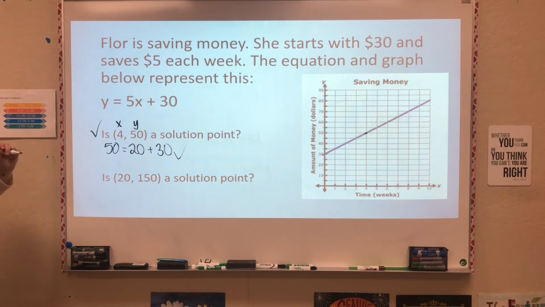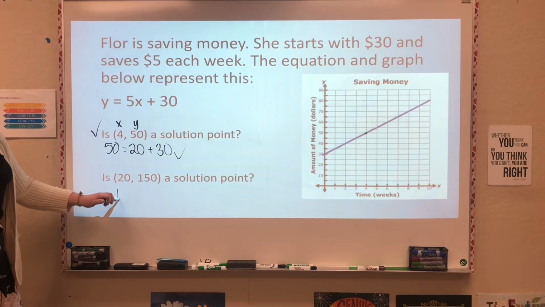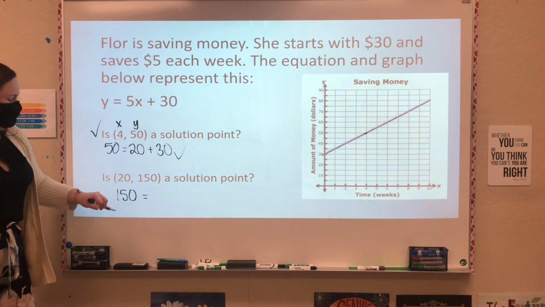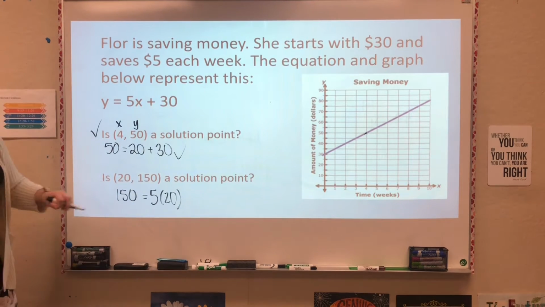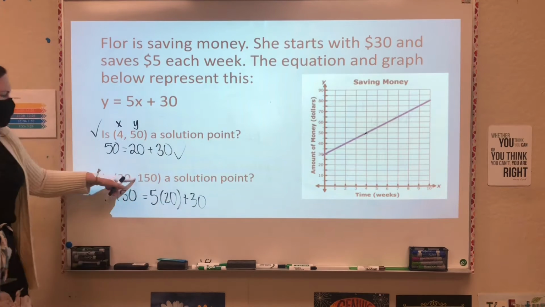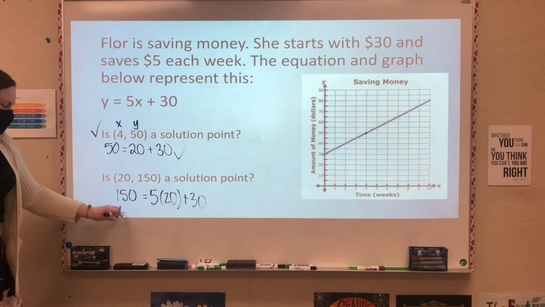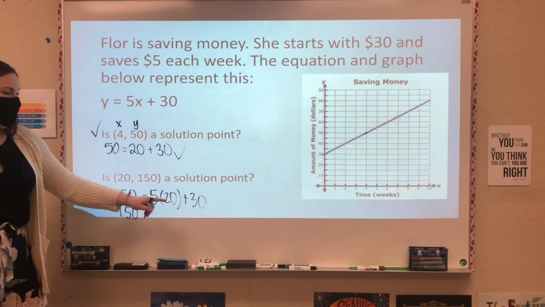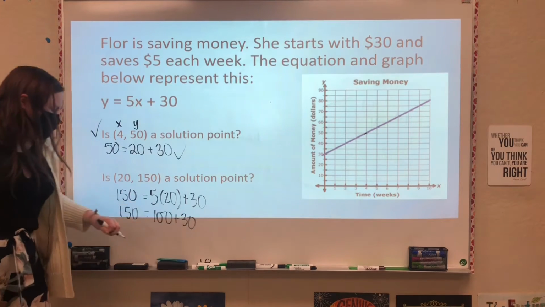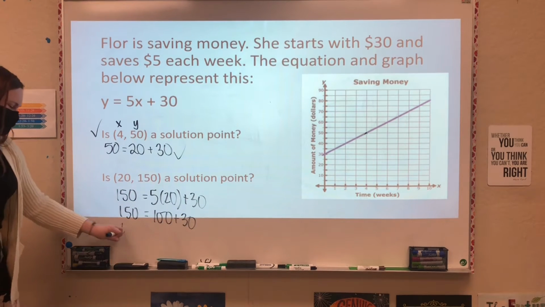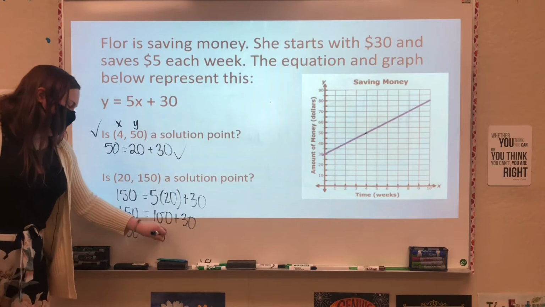So for this one, what would checking it to see if it's a solution point look like? You would put it into that original y equals 5x plus 30. So it would be 150 equals 5 times 20 plus 30. Yep. So we're substituting our point into our equation. We get this. So I could say 150 equals 100 plus 30. Is that true? No, because 150 does not equal 130.